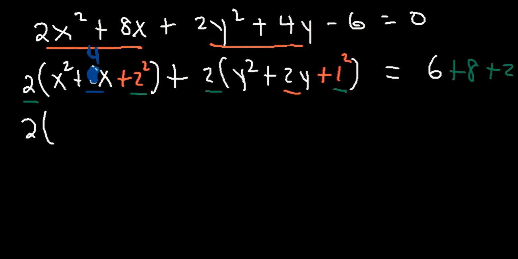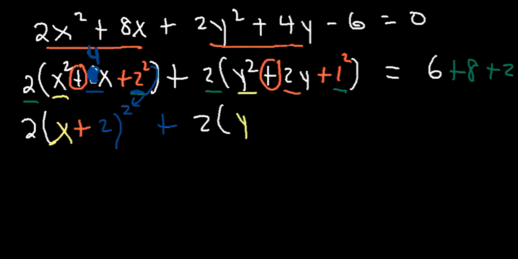So now we can factor. It's going to be x plus whatever that sign is, and then this number before you square it, x plus 2, and then squared. To factor the next term, it's going to be whatever this variable is, y plus 1 squared. Eight plus 2 is 10, 10 plus 6, that's 16.